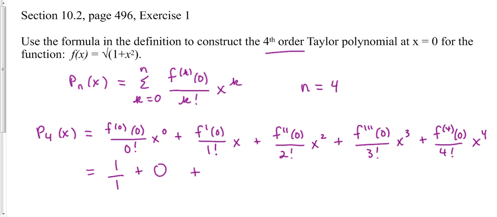And then I'm going to have f double prime, which is going to be equal to 1. 2 factorial is equal to 2, and I'm going to have x squared. F triple prime evaluated at 0 was equal to 0. And then the fourth derivative of f evaluated at 0 was negative 3. And 4 factorial is 24, and that's going to be times x to the 4th.